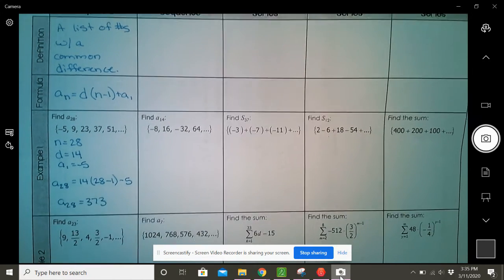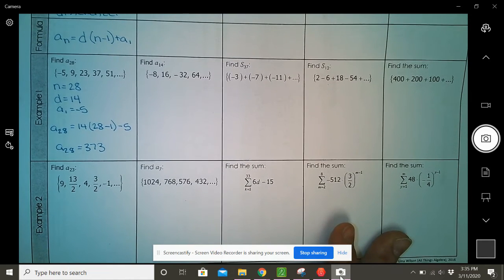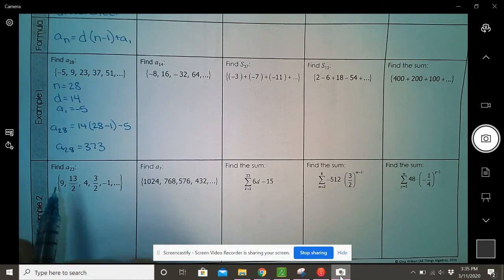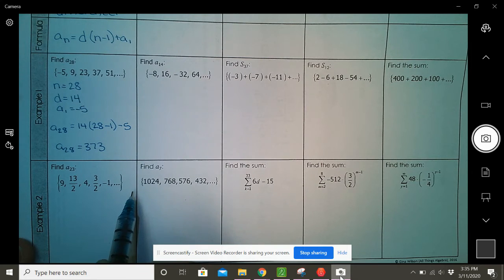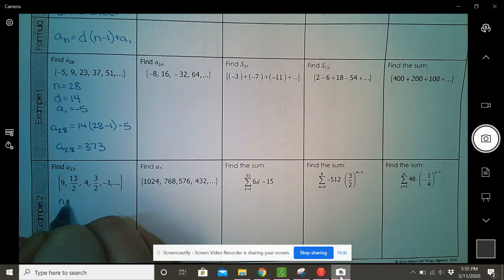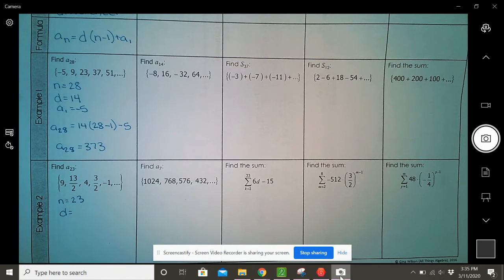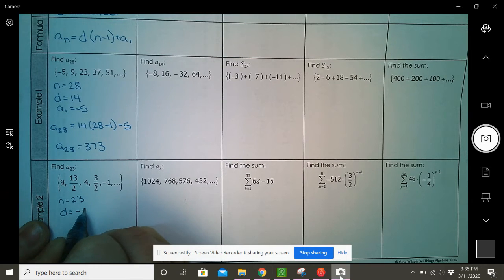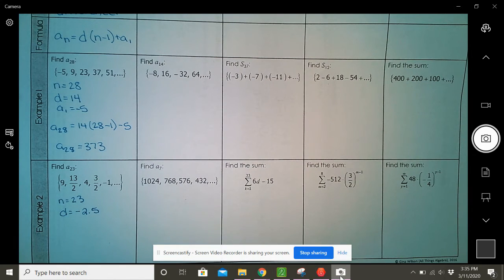Okay, let's try a second example. We have to find the 23rd term in this sequence. 23rd term, so my n value is going to be 23. I need to know what's the common difference. How do I get from 9 to 13 over 2, which is 6.5, and how do I get from 6.5 to 4, or 4 to 3/2, which is 1.5? What am I subtracting each time? I'm subtracting 2.5 each time. And if you want that in fraction form, you could do -5 over 2.